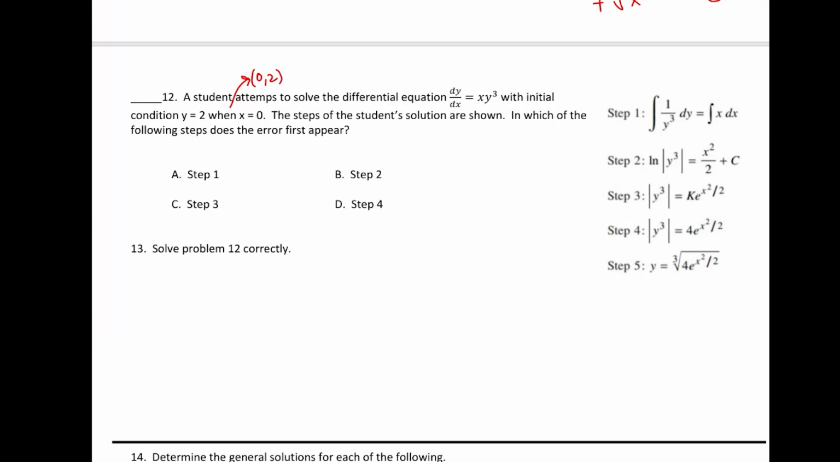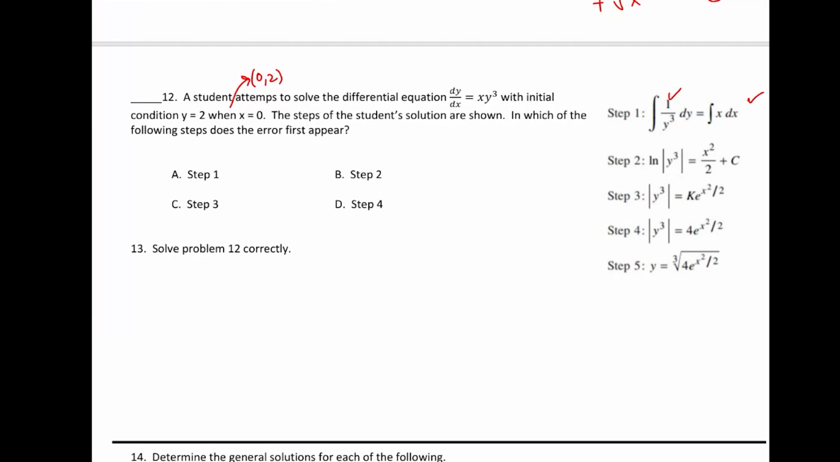Okay, so let's see if we can follow this. First things first, we want to separate the variables. So we would have to divide both sides by y cubed. And usually when I'm working this out, that means I'm going to write it as y to the negative 3, but they just left it as 1 over y cubed. And yeah, that seems okay.